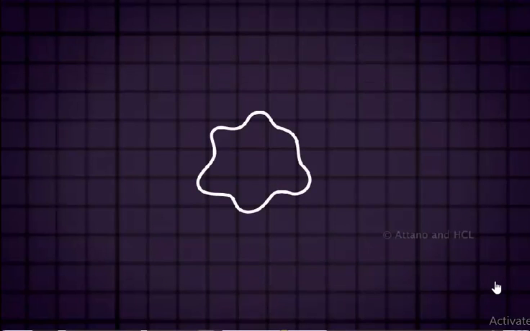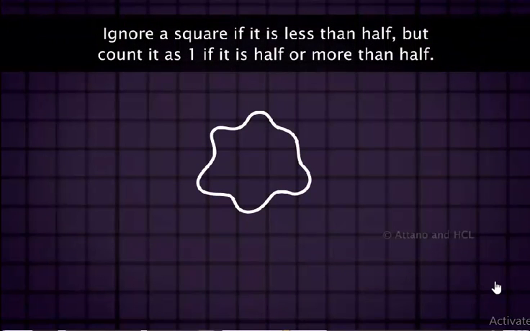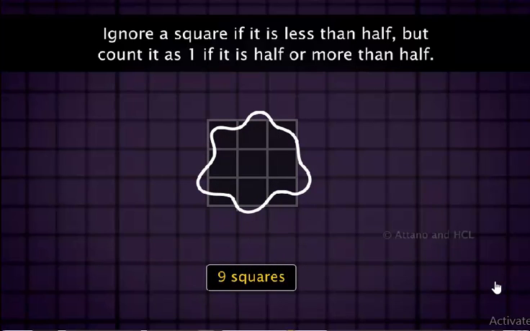Let's now try to count the number of squares in this shape. Ignore a square if it is less than half, but count it as 1 if it is half or more than half. This shape has 9 squares in it. We have counted these squares as 1 because more than half of each of them was within the shape.